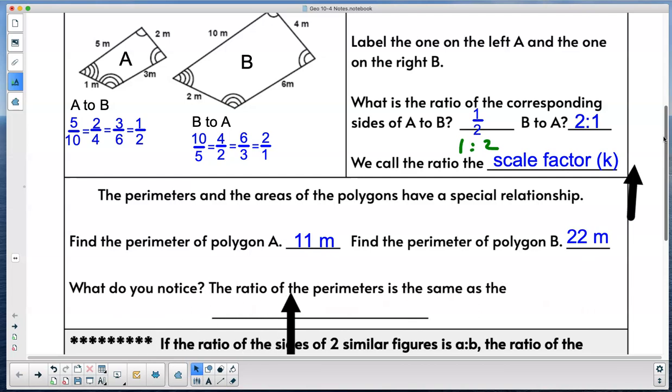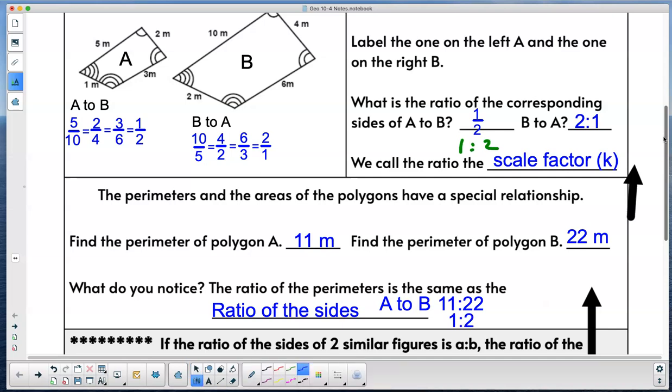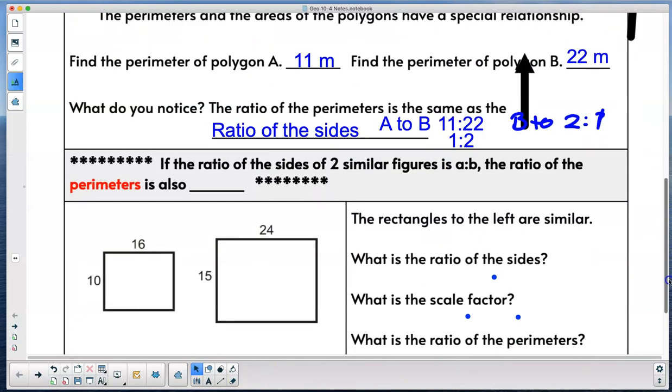Now, what do you notice? The ratio of the perimeters is the same as the ratio of the sides. And those perimeter ratios, A to B, 11 to 22, become 1 to 2 in this case. Or if I went from B to A, it would be 2 to 1. So the side ratio we found here and the perimeter ratio we found here are the same ratio.